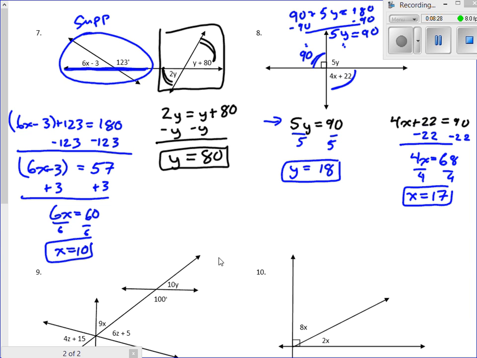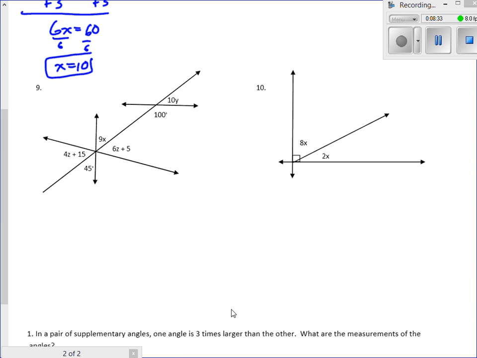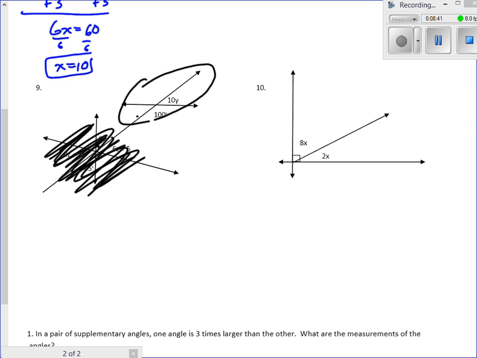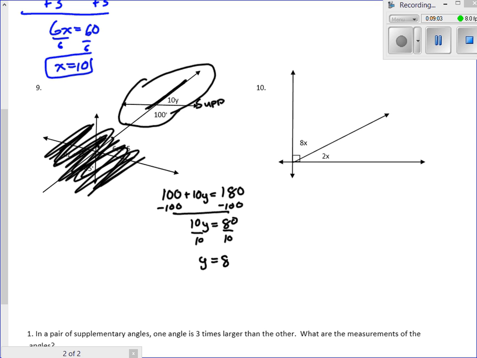Two more problems. Again, with number 9, things look all complicated and convoluted, but if you want to, just block all this out. Take your hand and cover that up, and just look closely right there. And sure enough, those two form a line, which means we're looking at supplements again. So 100 plus 10y equals 180. Make sure we see that 100. So how would you solve it? We need to move the 100 over. So we're left with 10y equals 80. Divide both sides by 10, so y equals 8.